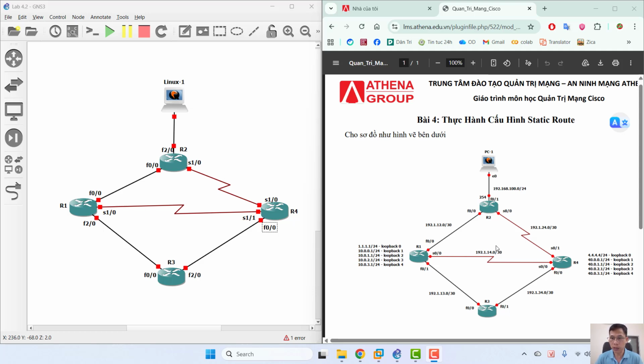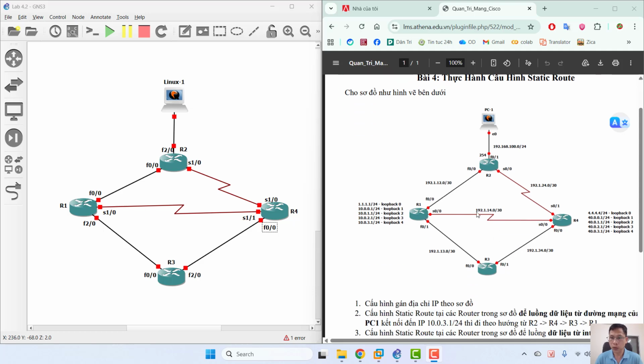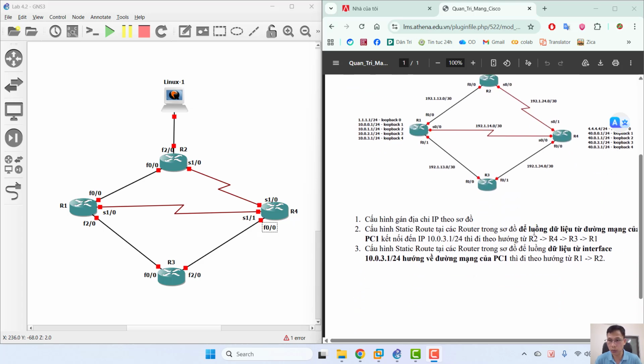These are the requirements for the lab. We have four routers and one PC, and we have to define the route from R2 through R4, then through R3, and reach R1. So these are the routes that we have to configure in this lab.